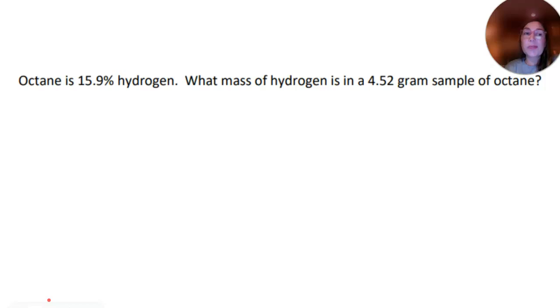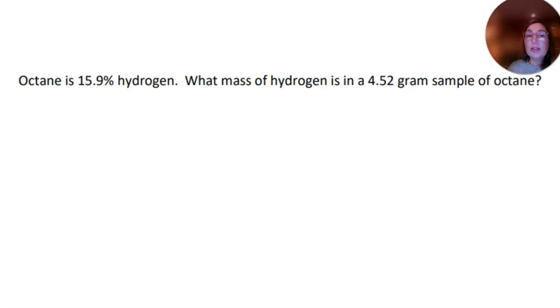Okay, let's try at least one more. Actually, I think we've got 2 more. It says octane. Okay, well, these are different. This is a different type of example. Octane is 15.9% hydrogen. It's like giving you the answer. What mass of hydrogen is in a 4.52 gram sample of octane?